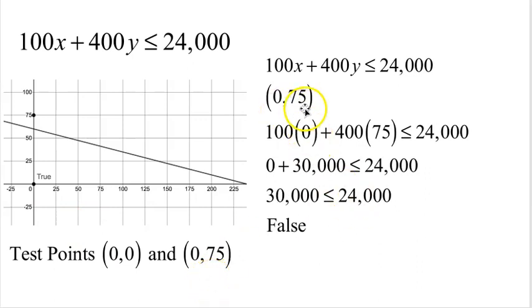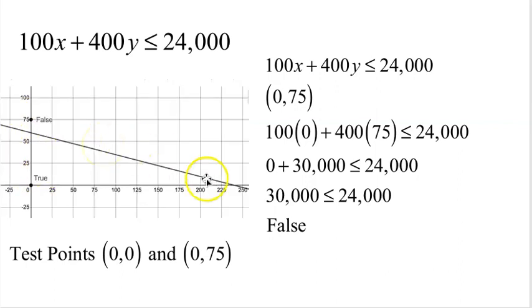So if x is 0 and y is 75, 100 times 0 plus 400 times 75, is that less than or equal to 24,000? 100 times 0 is 0. 400 times 75 is 30,000. If I add those together, is that less than 24,000? Is 30,000 less than or equal to 24,000? It is not. That's false. So the 0, 0 was a true value. The 0, 75 was a false value.